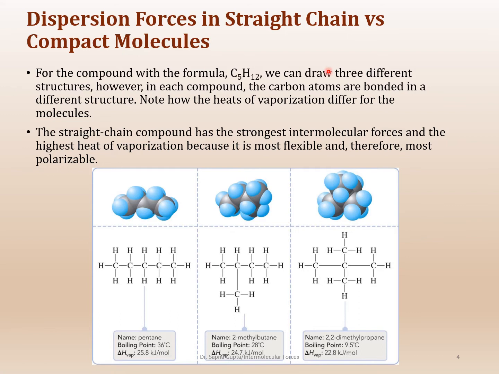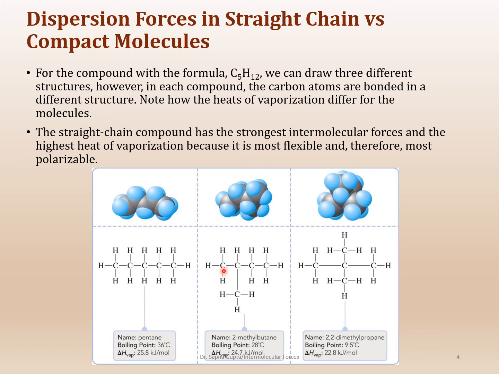Then dispersion forces in straight chain versus compact molecule. That was the first one that we did, the size of the atom, in which you had small versus big size. Now we're going to look at when you have a straight chain compound versus something that is completely branched. And when you have a straight chain compound, you have more surface area, a larger surface area, and because of the larger surface area, the interaction between two molecules can be a lot more. And because of that, the boiling points are usually high for these molecules.